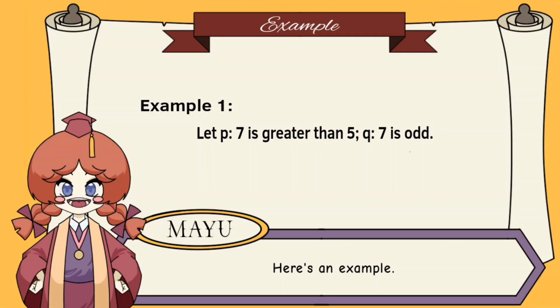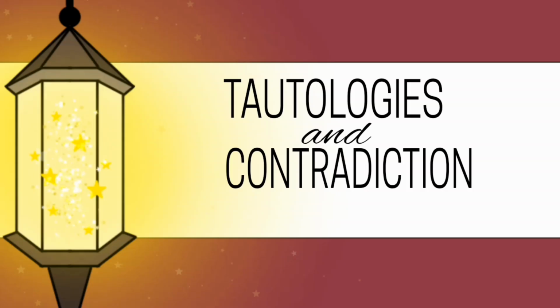Here's an example. As we can see, P is true and Q is also true. Therefore, P if and only if Q is true.